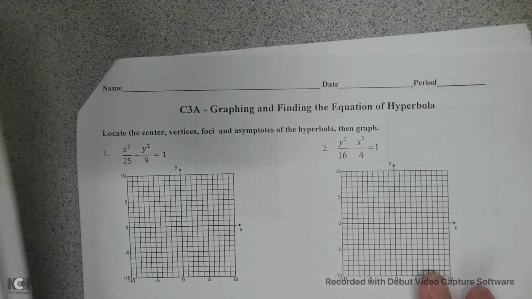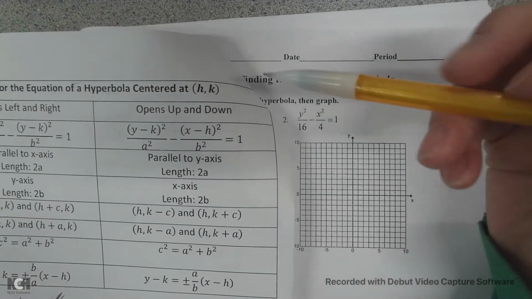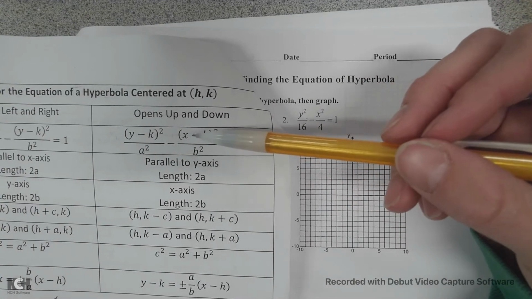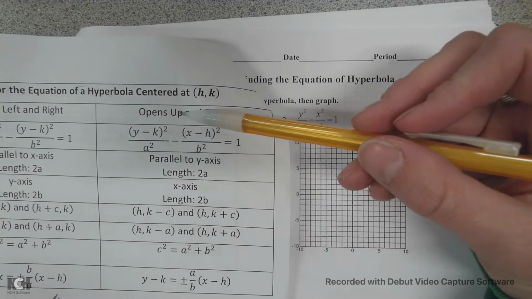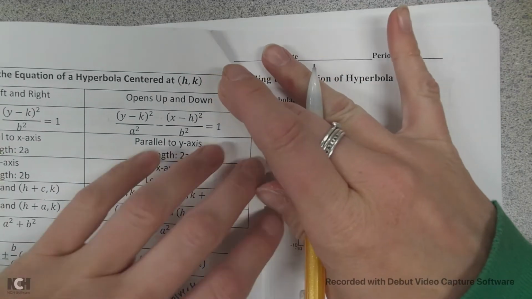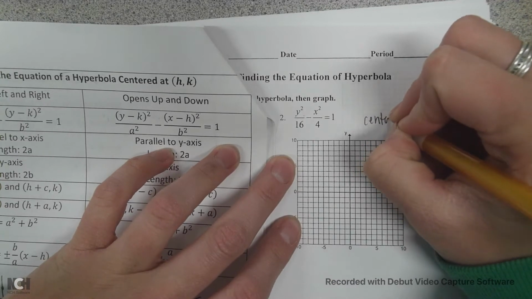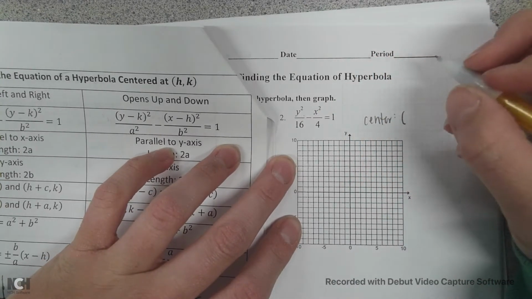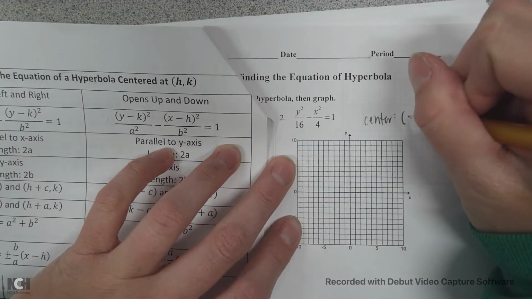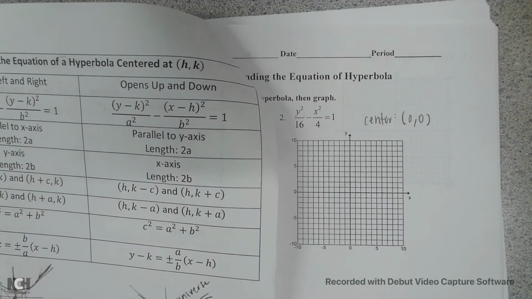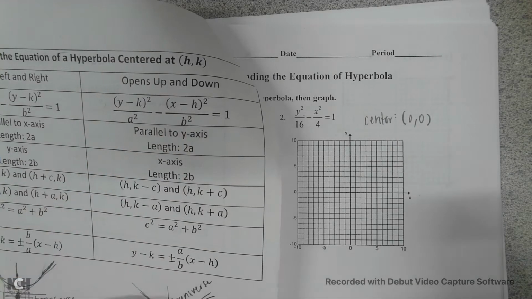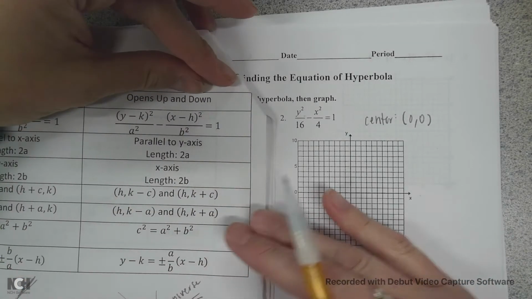All right. So there's some background information for you, and we'll use this more tomorrow. All right, so here we go. Number 2. First we have to figure out what equation we're dealing with, and since the y goes first, we're looking at this one, and it's going to open up and down. So we're going to write our center, and our center is at h, k. Look, this one's backwards, so it would be 0, 0. Just be careful on that.